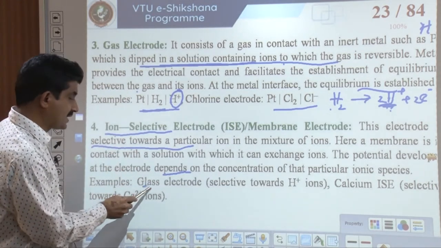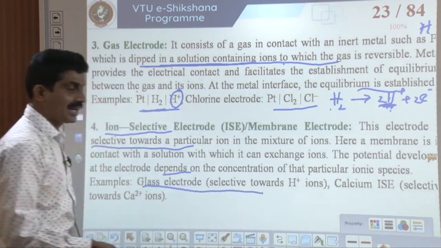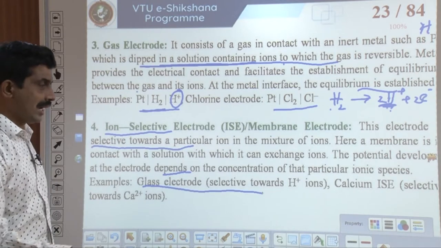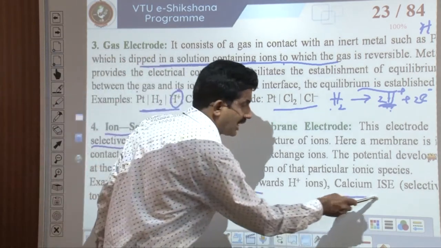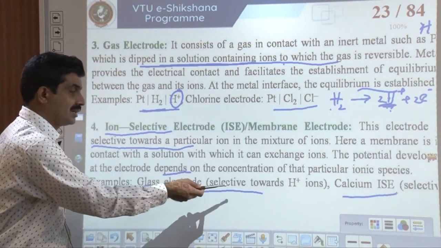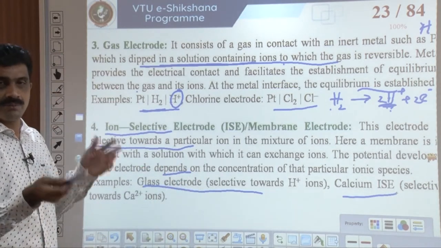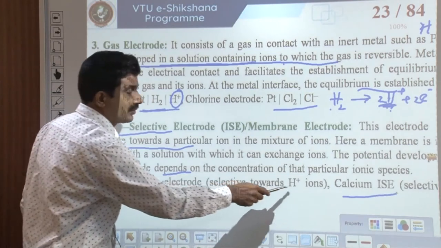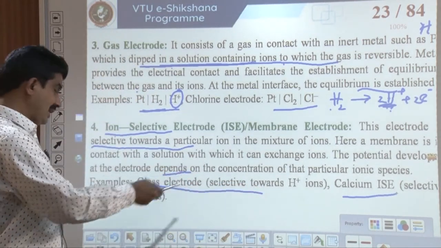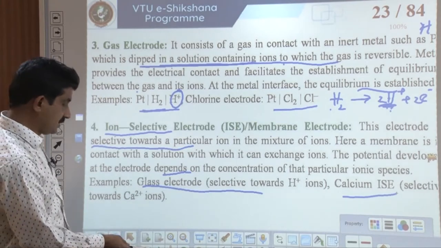So the best example is the glass electrode. The glass electrode is used to measure the pH of solutions. And one more example is the calcium ion selective electrode. This glass electrode is selective towards H plus ions, and it develops a potential proportional to the concentration of H plus ions in the solution. And the calcium electrode is selective towards Ca2 plus ions.